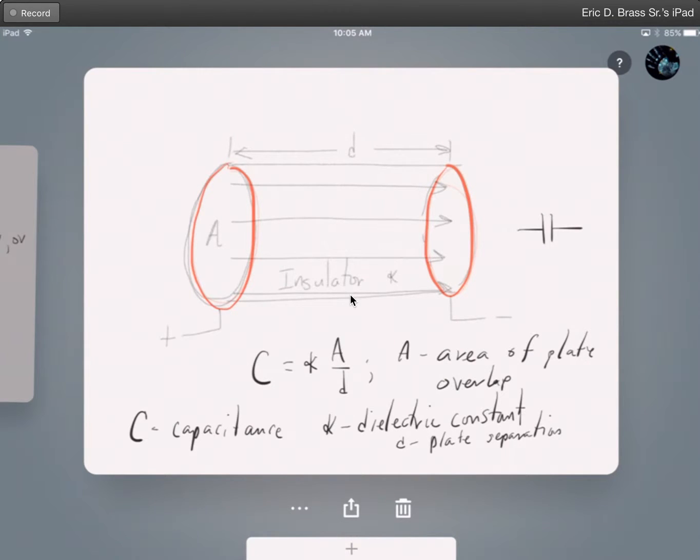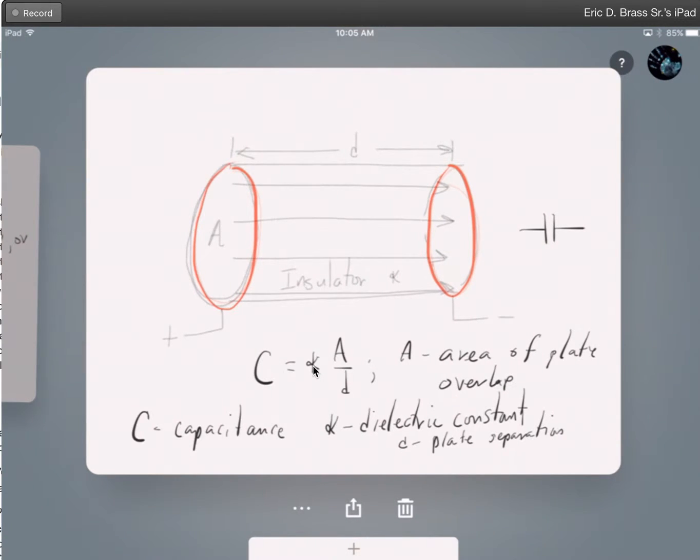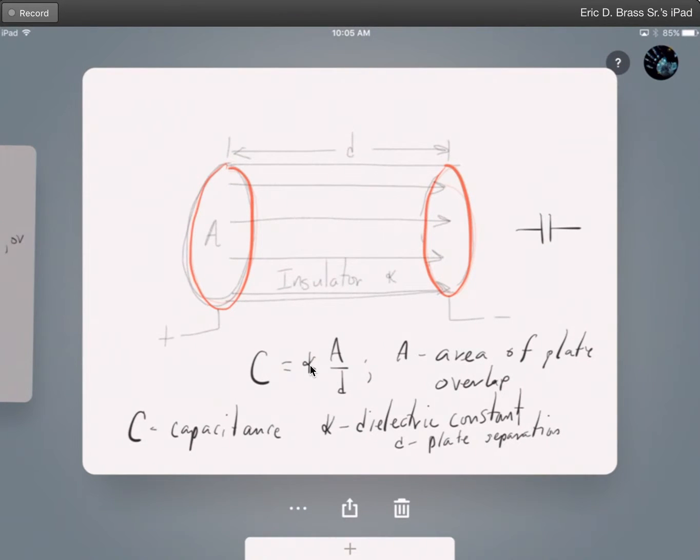So we're going to take what we understand about a capacitor and go another step. Remember that capacitance C is equal to the dielectric constant times the area of overlap over the distance of separation. Now, what is the dielectric constant? It represents the kind of insulator that we have in here. It could be air, it could be plastic, something that doesn't allow electrons to flow freely. There are no free flowing electrons in there.